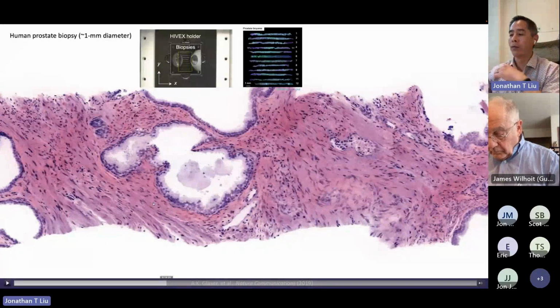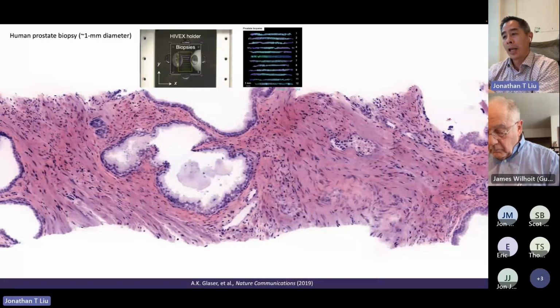Of course, in 3D, now we have the full picture. And that could save the patient from getting surgery when they don't need surgery. So it can make a big difference for the patient.